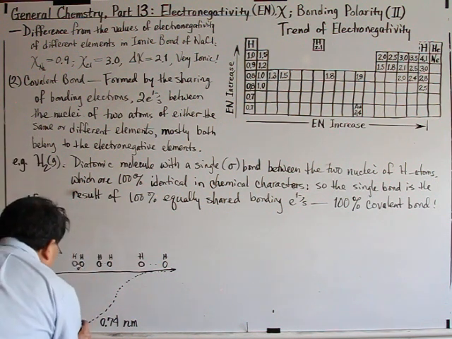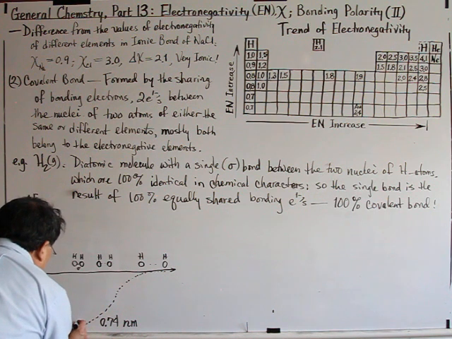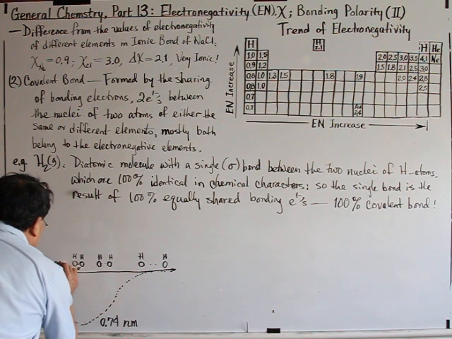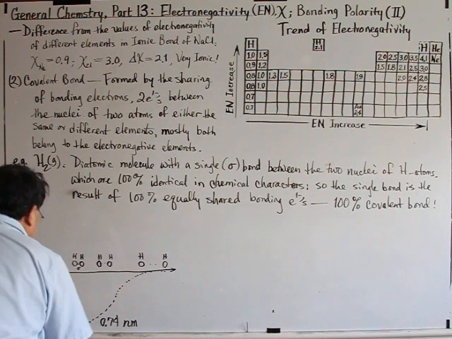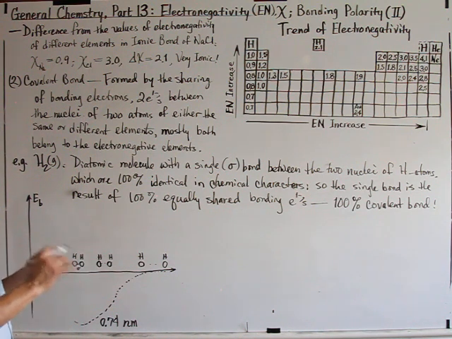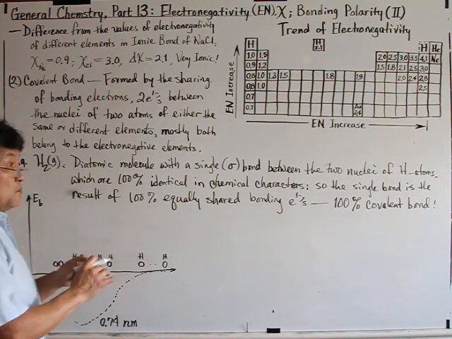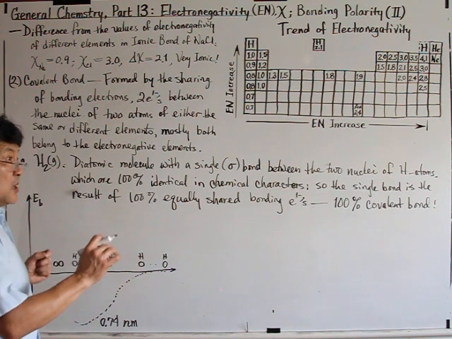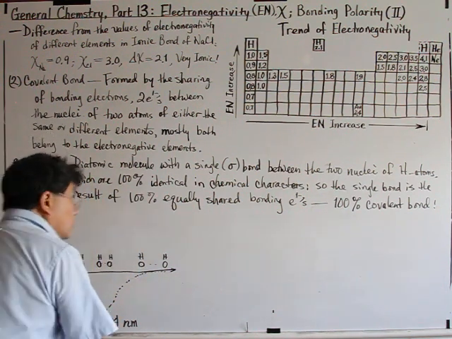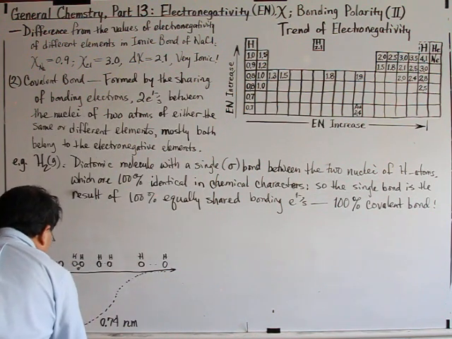But if you keep on going even closer, if the two are getting too close, then the repulsion between the two nuclei or two protons will be much, much stronger. Then the energy level suddenly shoots up, goes through the roof. It's going to look like this.